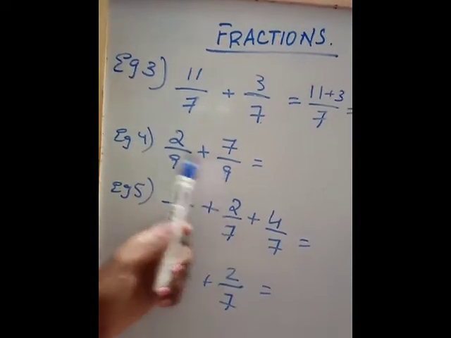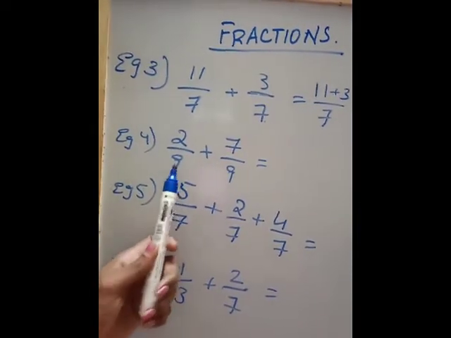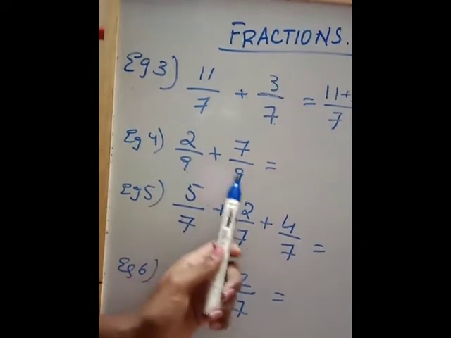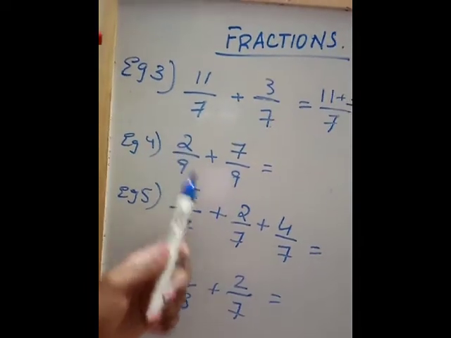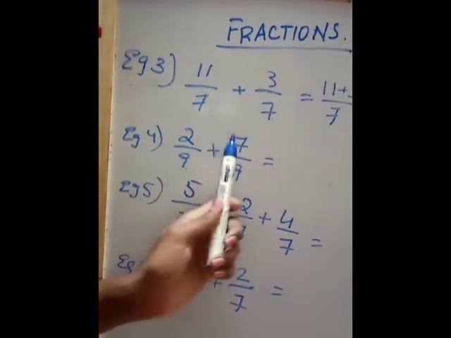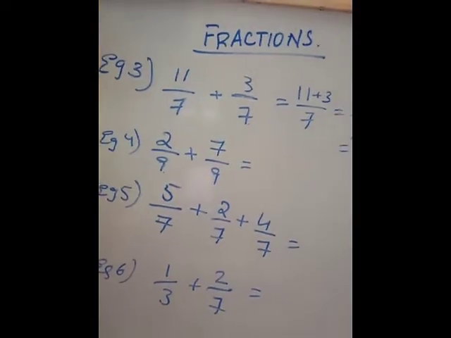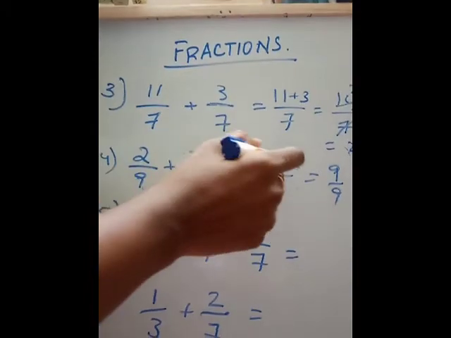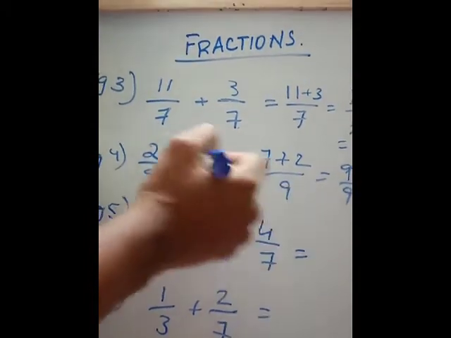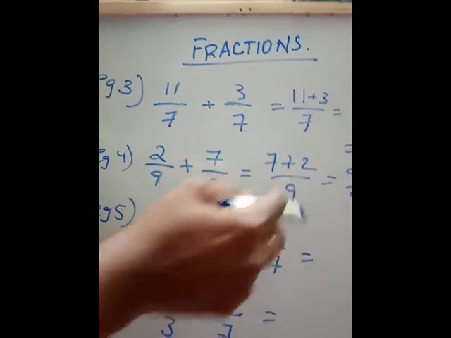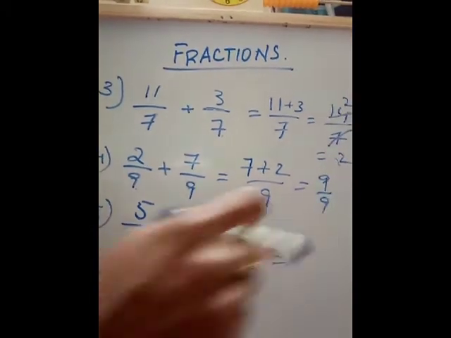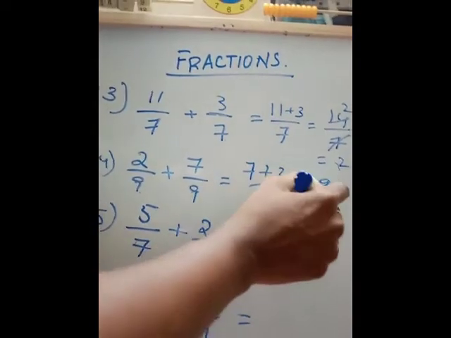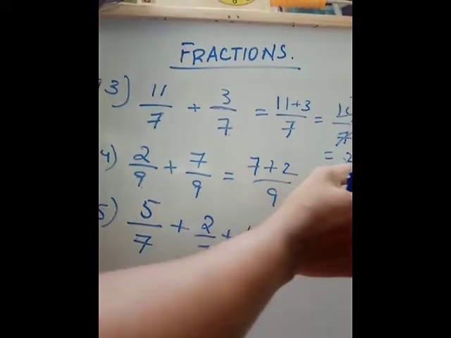Coming to the next one, 2 by 9 and 7 by 9. You can observe these two are like fractions because they have the same denominator 9. So what you have to do is add the numerators. 7 plus 2 is 9, and the answer is 9 by 9. The 9s cancel and the answer will be 1.